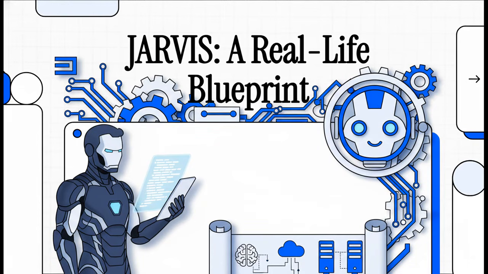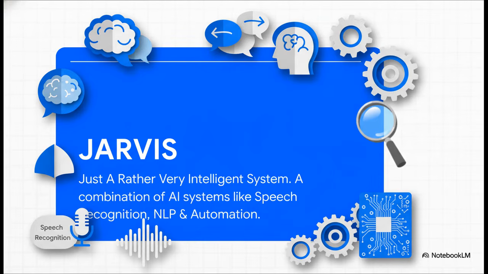very own personal AI. So first things first, what even is Jarvis? Of course, the name is an acronym, just a rather very intelligent system. But here's the key. In the real world, it's not one single magical program. It's actually a whole bunch of different AI technologies all working together in perfect harmony. We're talking speech recognition, natural language processing, automation, the whole shebang.